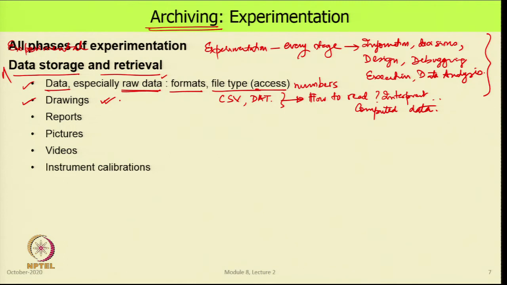The drawings, which were the design drawings as they came out of the design stage, then there were manufacturing drawings, and then there would be as-built drawings. We may have designed something in mind, and at the manufacturing stage we might have modified it. Finally, we may have had to make some small modifications so that the whole thing actually fits properly. In that case, that final drawing that we make is of importance.